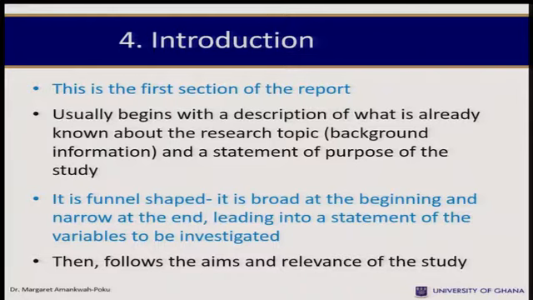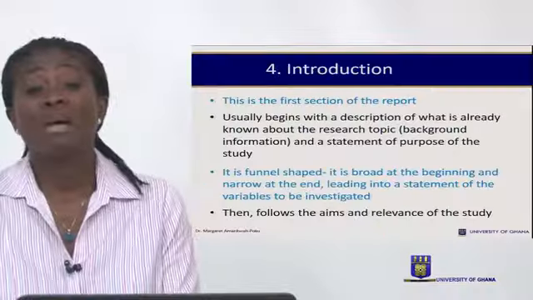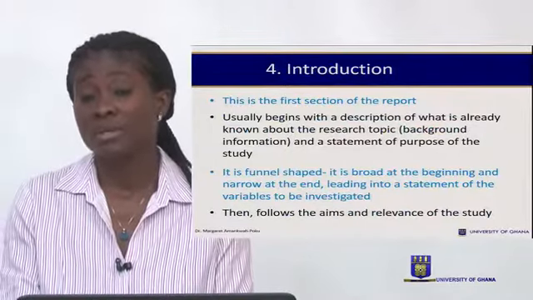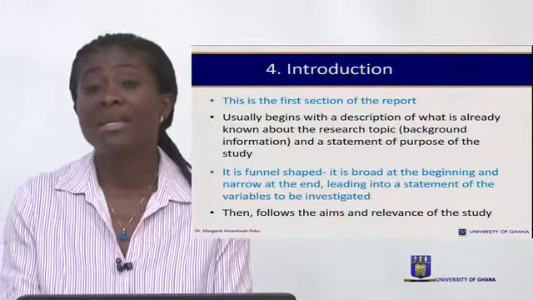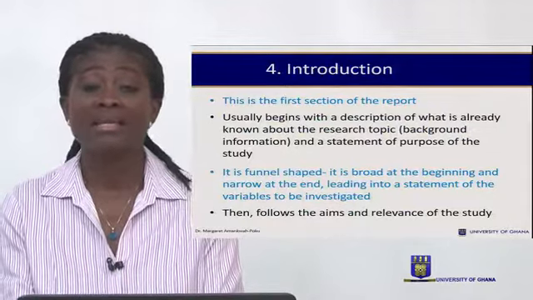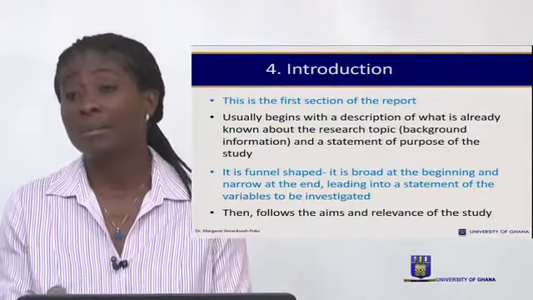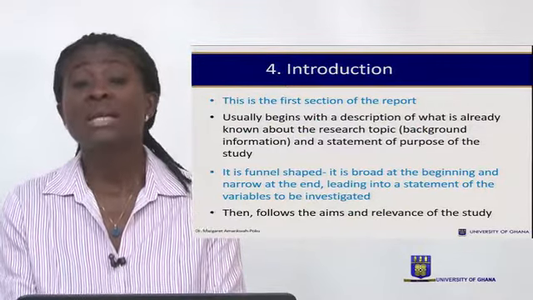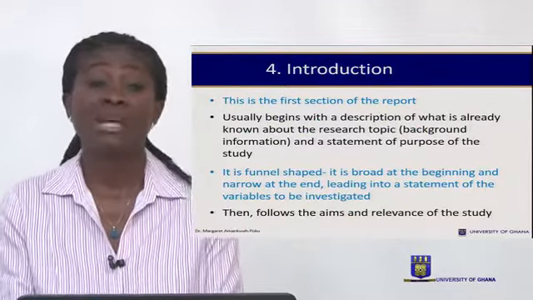So you come to the first or the main section of the research report, which is the introduction. This is the first section of the report, and it usually begins with a description of what is already known about the phenomenon that you are studying. So a background information. And according to the APA format, the introduction is funnel-shaped in the sense that it's broad at the beginning and then it narrows down at the end. So you start by talking broadly about the area. So let's say you want to look at the psychological effects of child abuse.